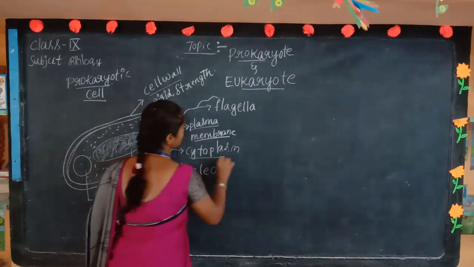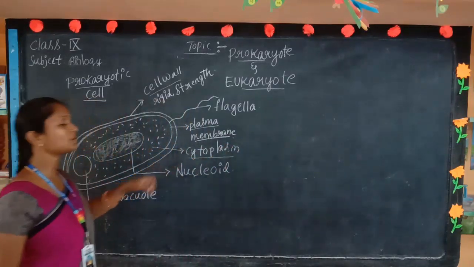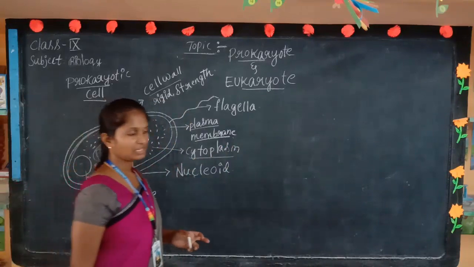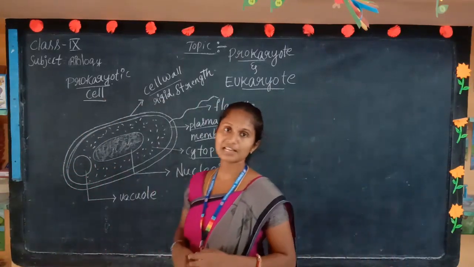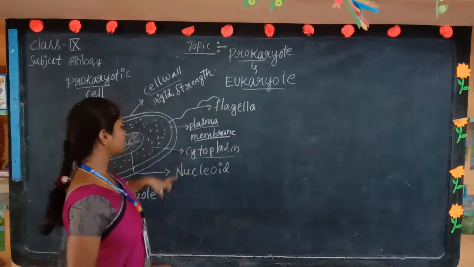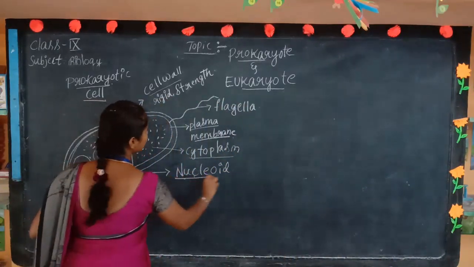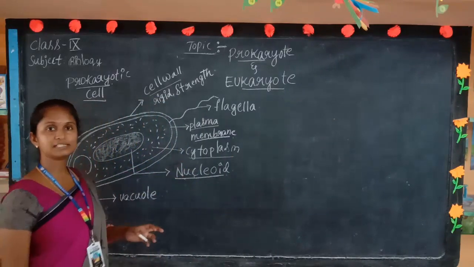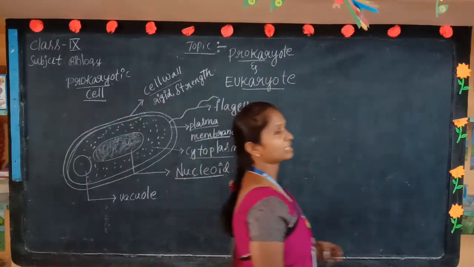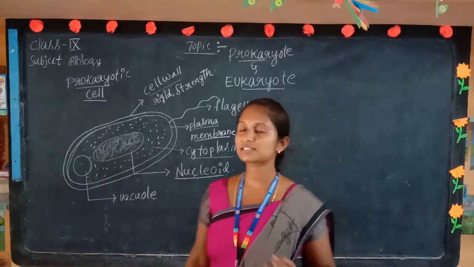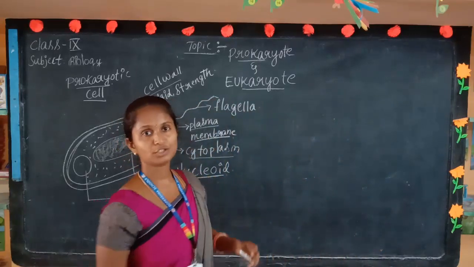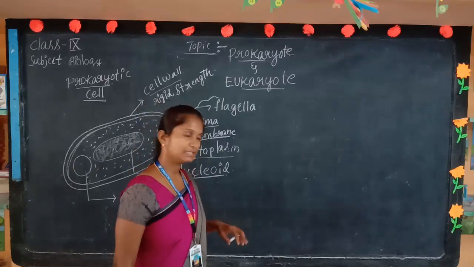And next, the cytoplasm. The cytoplasm is a jelly-like fluid and it floats in a cell. The nucleus we already discussed in the last session. The prokaryotes do not have a nuclear membrane. That's why the nuclear material floats in the cytoplasm, that we already discussed.